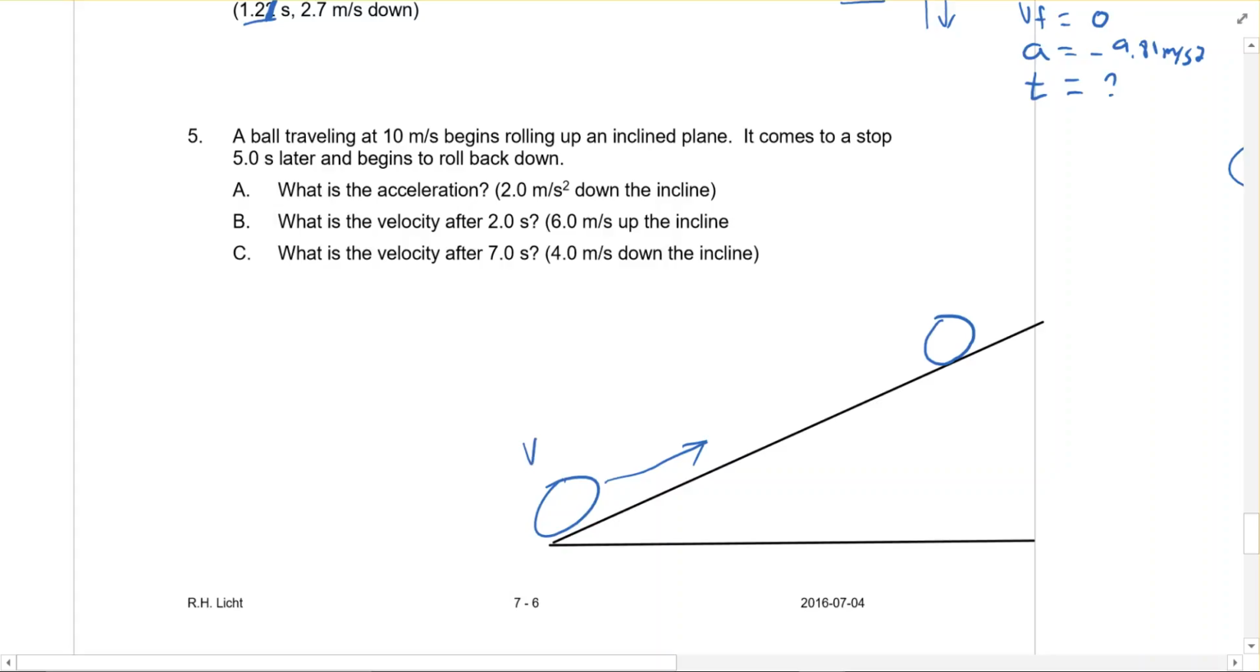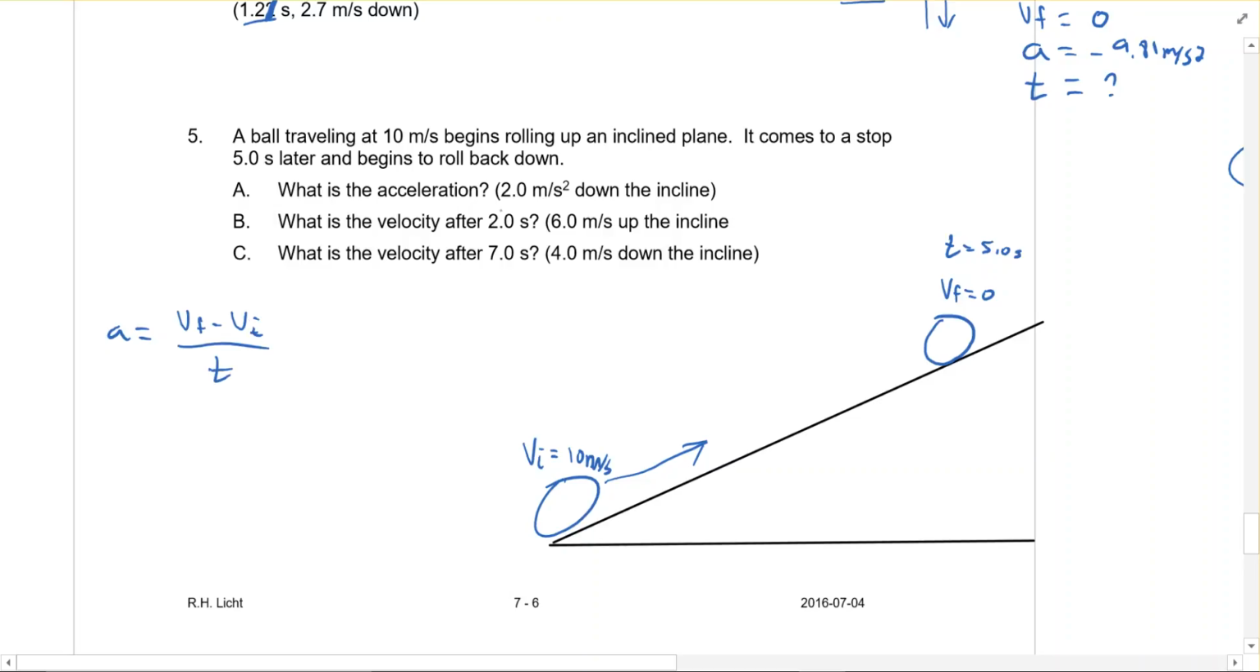So I'd say VI is equal to 10 meters per second. VF, remember, it comes to a stop. VF is going to be equal to 0, so that's helpful. And we know it comes to a stop 5 seconds later. So I guess up here too, you could say time is equal to 5 seconds. So we know 3 things. We can now find the last one, right? So let's write down our formula. We got A is equal to VF minus VI over T.